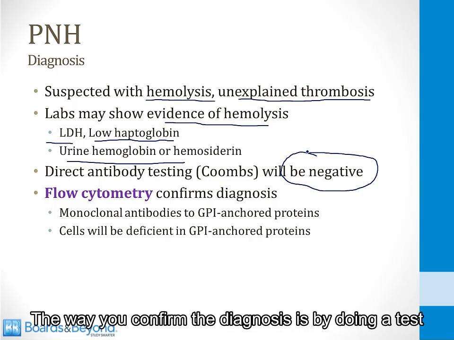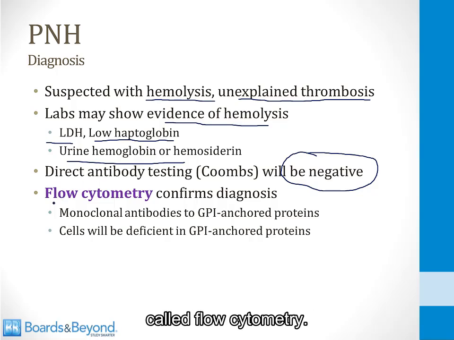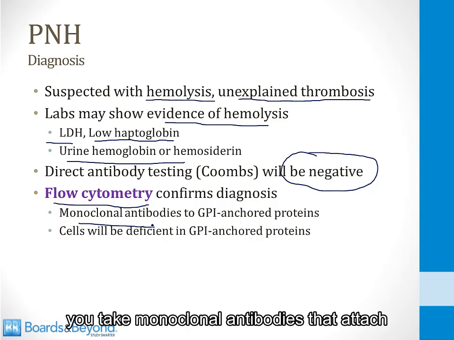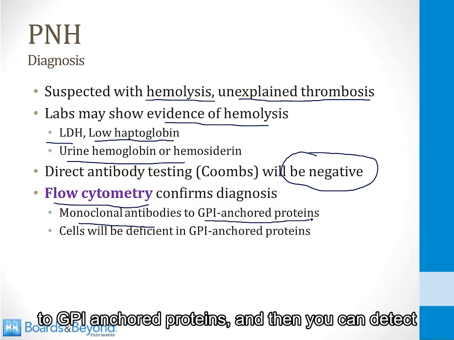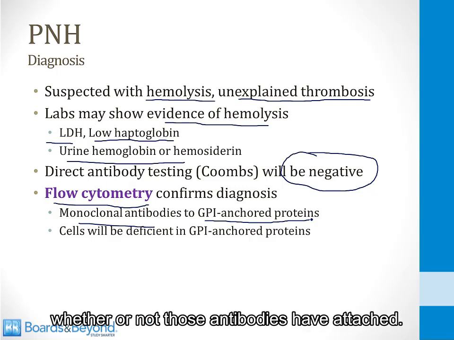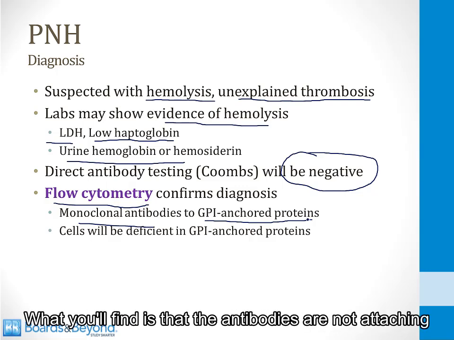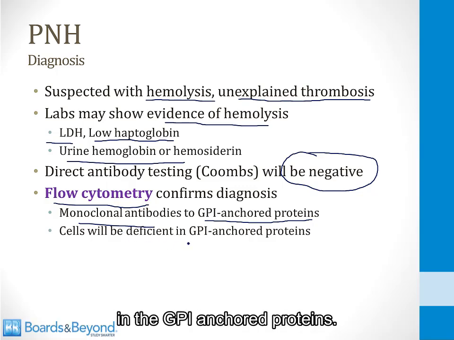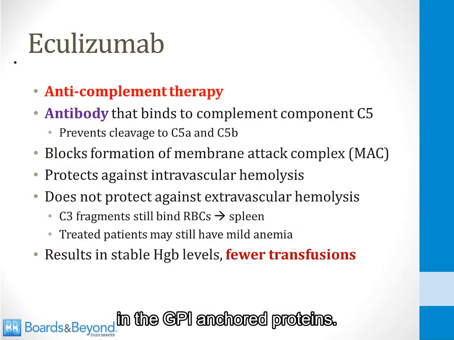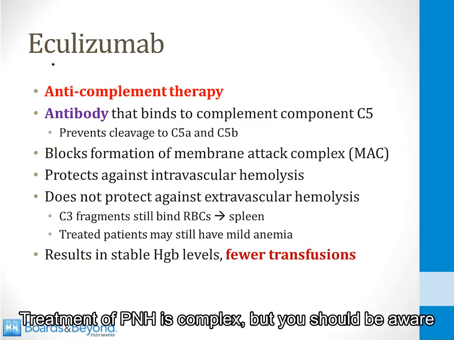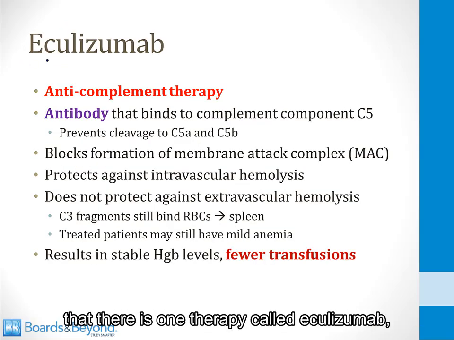The way you confirm the diagnosis is by doing a test called flow cytometry. In flow cytometry, you take monoclonal antibodies that attach to GPI-anchored proteins, and then you can detect whether or not those antibodies have attached. What you will find is that the antibodies are not attaching because the cells are deficient in the GPI-anchored proteins.